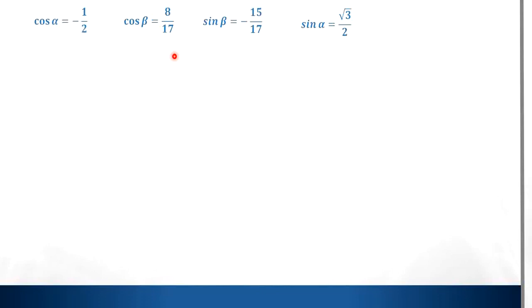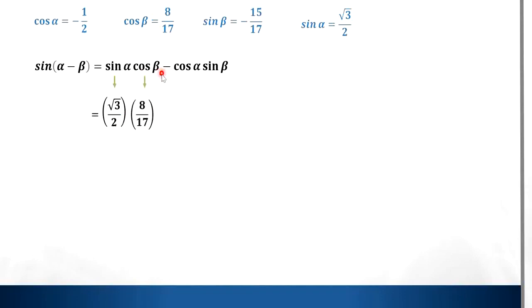Using the same values, we can now find sine alpha minus beta. And here now is the formula. So what we are going to do now is substitute the values to our formula. So our sine alpha, that is square root of 3 over 2. So we have now square root of 3 over 2. Our cosine beta, we have 8 over 17. Copy the minus sign. Our cosine alpha, we have negative 1/2. Our sine beta, we have negative 15 over 17. So after this one, we can now simplify.